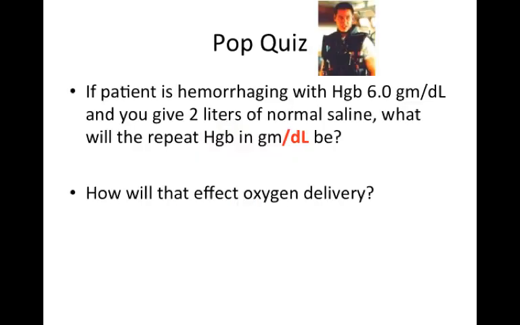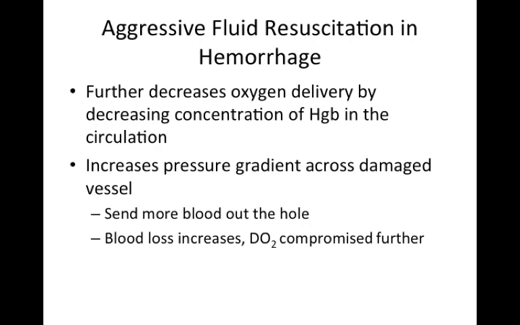All right, pop quiz, hotshot. If a patient is hemorrhaging with a hemoglobin of 6 and you give them 2 liters of normal saline, what will the repeat hemoglobin be in grams per deciliter? And how will this affect oxygen delivery? Well, aggressive fluid resuscitation in hemorrhage further decreases oxygen delivery by decreasing the concentration of hemoglobin in the circulation. In the case I gave you, the repeat hemoglobin would probably be 5.